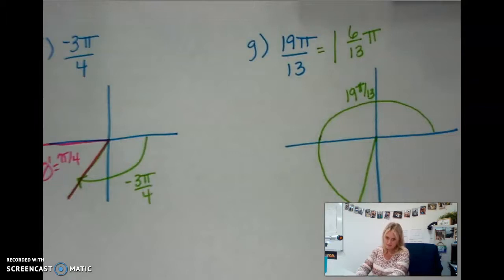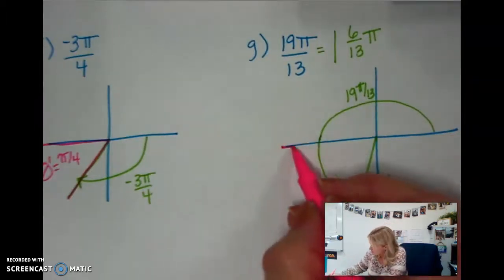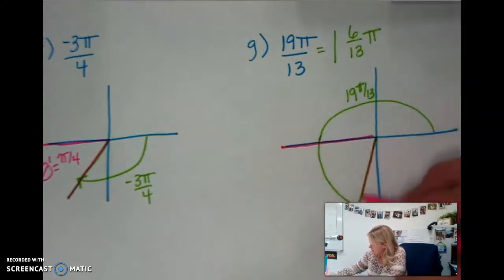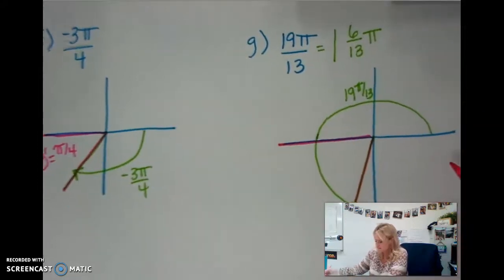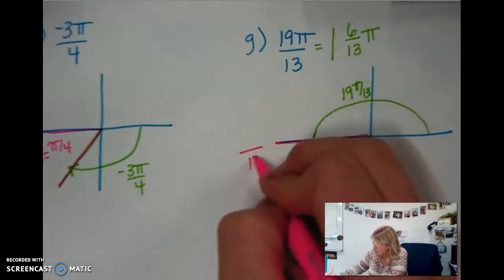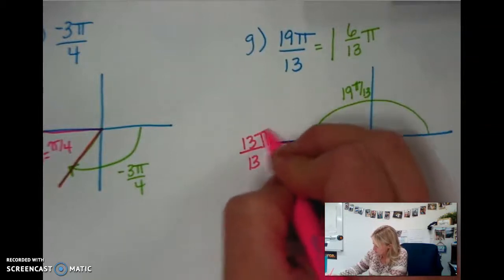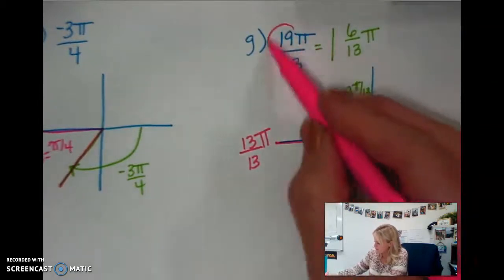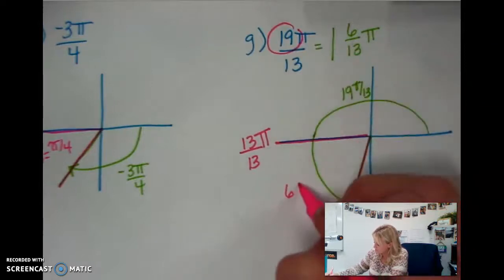Now don't be tricked. We have to use the x-axis. So I'm going to use pi and my terminal side. Out of 13, 13 out of 13 is 1 pi. We need to get to 19 pi. So this is 6 pi over 13 for theta prime.